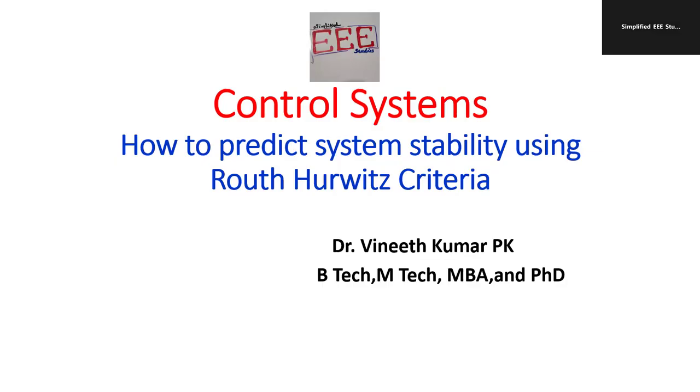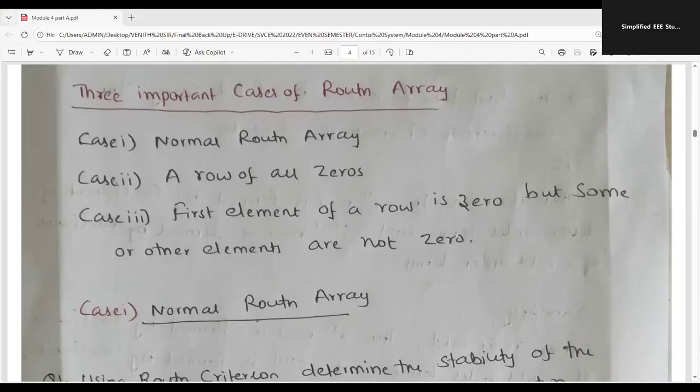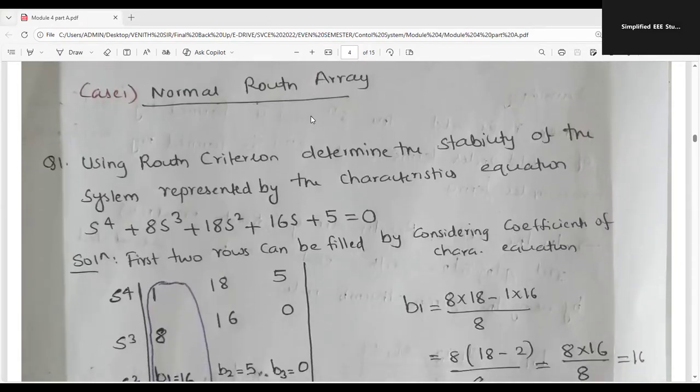Now straight away, I will discuss the numerical example, how to predict system stability using Routh Hurwitz criteria with a simple and typical example for your convenience. So moving on to the further discussion. I'll be directing you to the problem. Now we are going to discuss the normal Routh array. So let us discuss the first case, that is the normal Routh array.